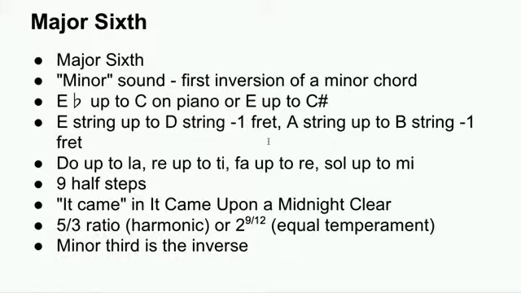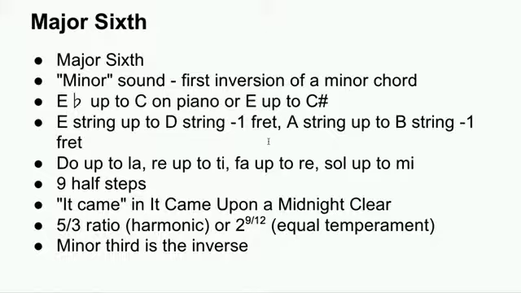On a guitar, the 6th string up to the D string, or skip 2 strings and go down 1 fret. So if you were on the 1st fret of the E string, so an F, and you go up to the D open, then that's a major 6th. The places where this happens in solfege are do going up to la, so the first note up to the 6th note, re up to ti, the 2nd note up to the 7th, fa up to re, so the 4th note all the way up to the 2nd note up an octave, and then sol up to mi.